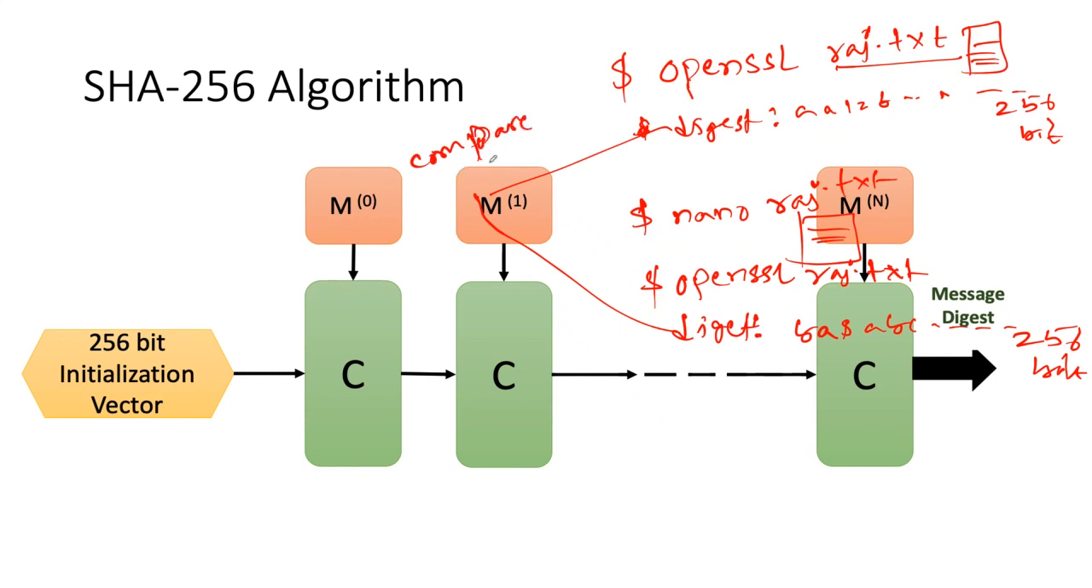If they are matching, when the comparison result is 0, that means the content in this text file and the content in this text file is not changed or modified. When you're comparing these two digests, if it is not equal to 0, it means someone changed this text file. So that is verification: first generation and then the verification.